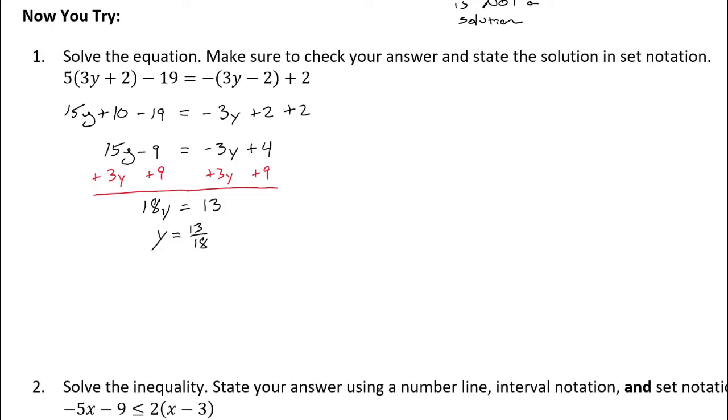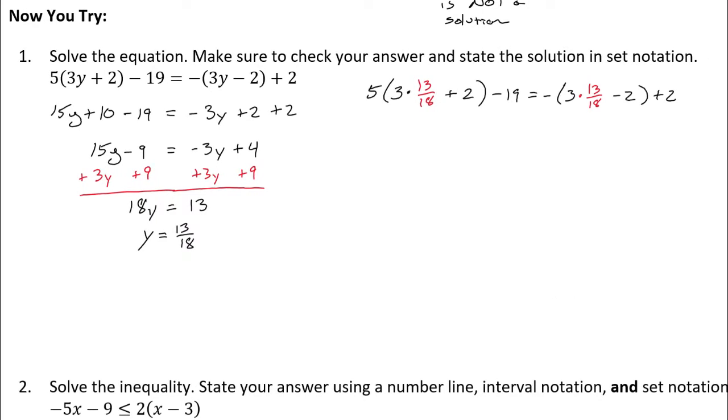So we're going to now check ourselves. We're going to check to make sure that this is a solution. So we plug that into the original equation. 5 times 3 times 13 over 18, plugging that number in for the y, plus 2, close parentheses, minus 19 equals negative, parentheses, 3, plug in the times 13 over 18, we'll add minus 2, close parentheses, and plus 2.